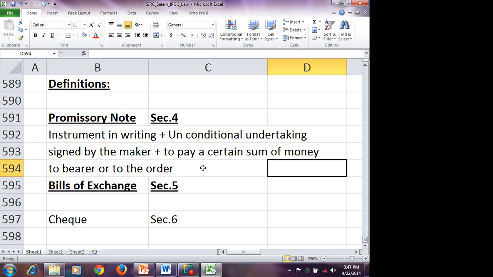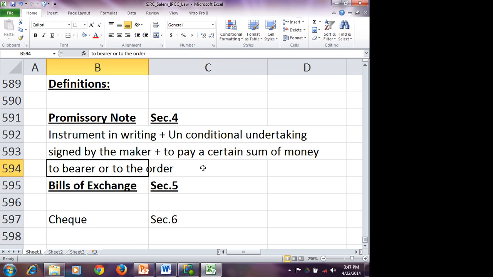That money should be a certain sum of money. I draw a promissory note promising to pay 1 lakh rupees plus whatever money I feel like after 6 months. That's not the right way of doing it. At least it should be capable of being made certain, capable of being reduced to a fixed sum. Then it is at least valid. I promise to pay 1 lakh rupees plus interest at the rate of 6% for 6 months. You have not committed to an exact amount, but I am capable of computing it. That is a sufficient compliance.